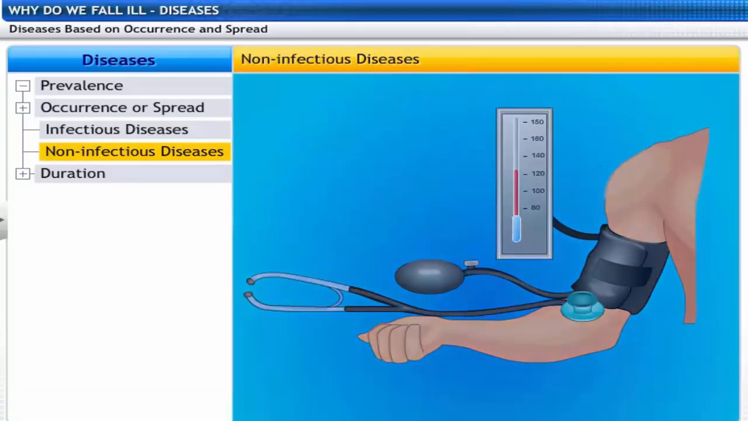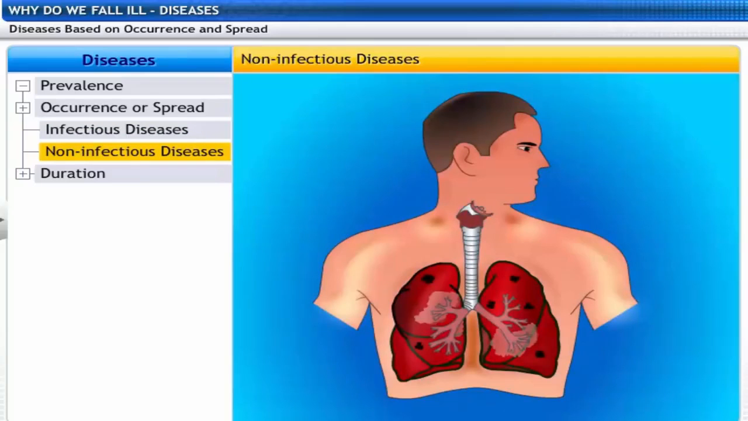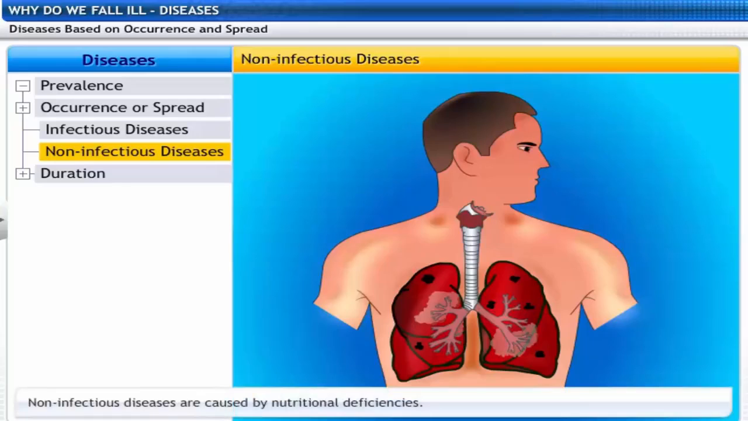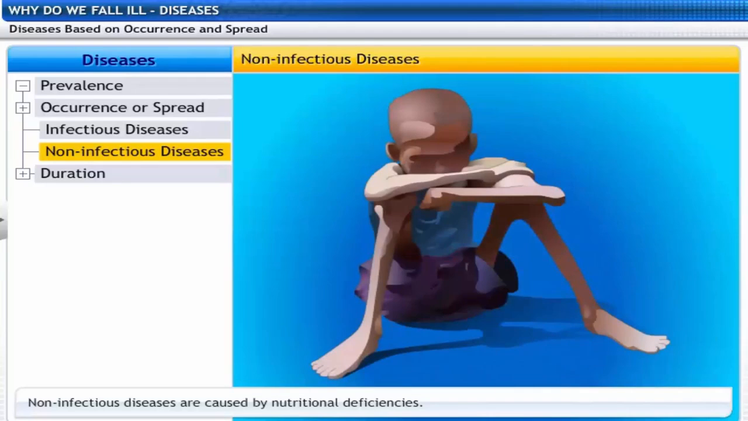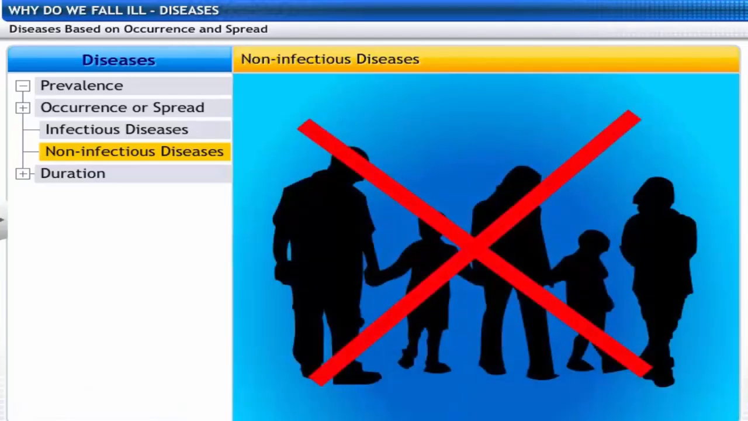Diseases like high blood pressure and some cancers caused by genetic abnormalities are examples of non-infectious diseases. These diseases are caused by nutritional deficiencies. They do not spread from one person to another. Hence, they are called non-communicable diseases.